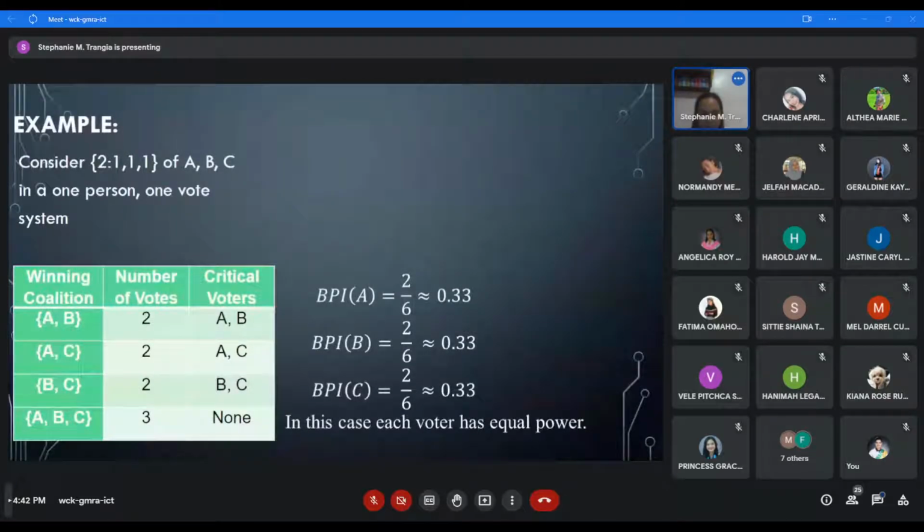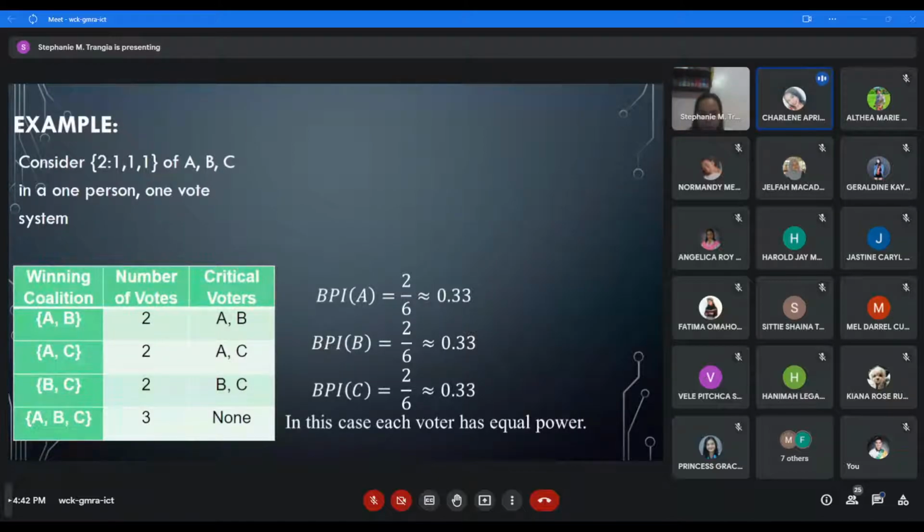Kay kung muhawa si B ay si A, ang si B o si C makaabot gyapon sa quota. Muhawa si B, A o C makaabot gyapon sa quota. Muhawa si C ay muhawa si A, si B o si C makaabot gyapon sa quota. So manang wala sa ilaha ang critical voter.